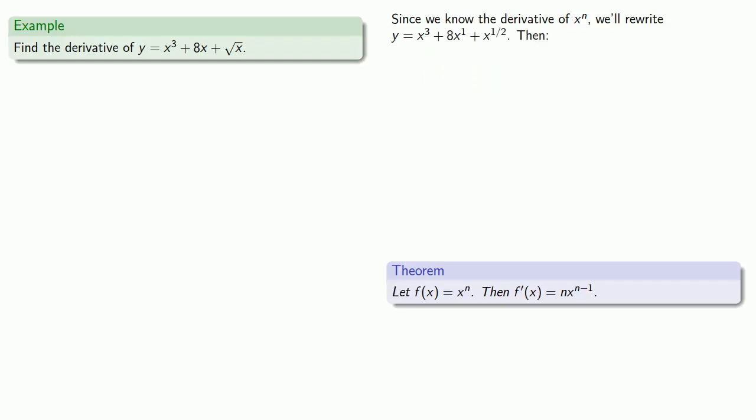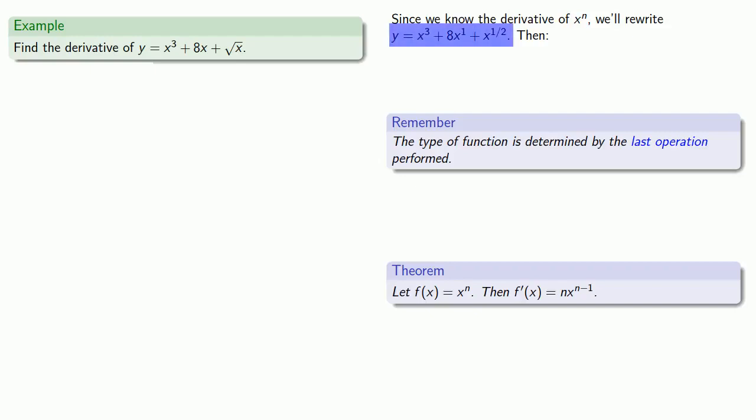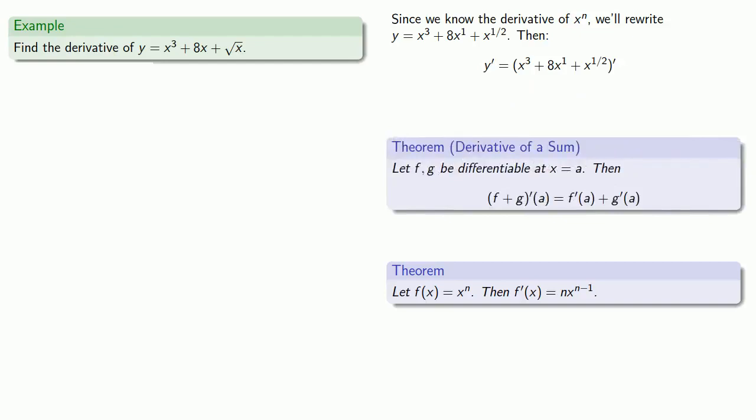and square root of x can be rewritten as x to the power 1/2. Next, it's always useful to remember the type of function we're dealing with is determined by the last operation performed. In this case, the last thing we do when we evaluate x to the third plus 8x to the first plus x to the power 1/2 is we add. And so this function is a sum, and if we want to find the derivative of a sum, it'll be the sum of the derivatives.